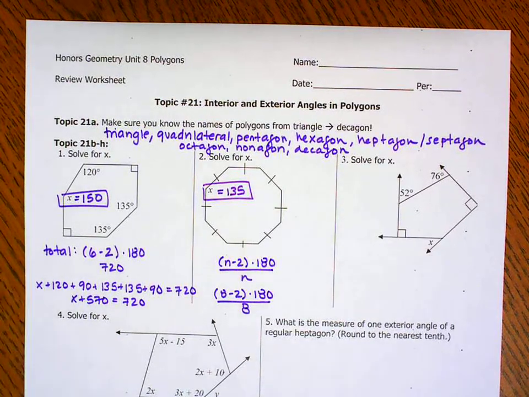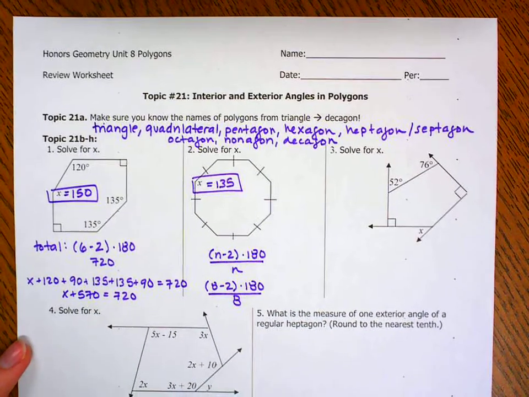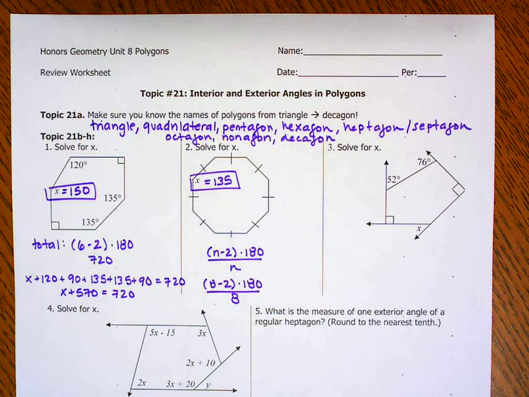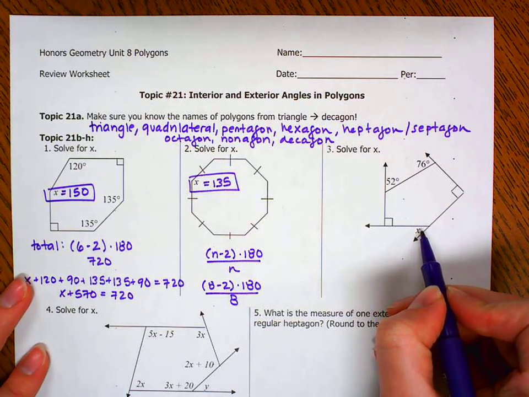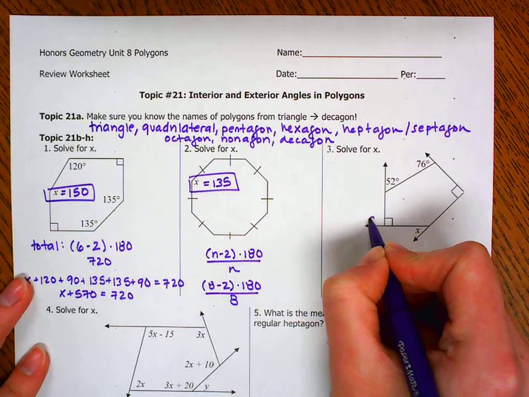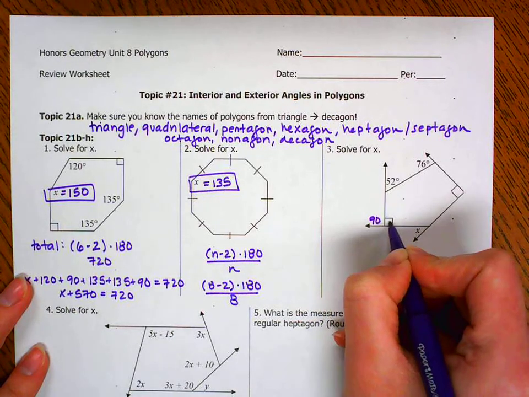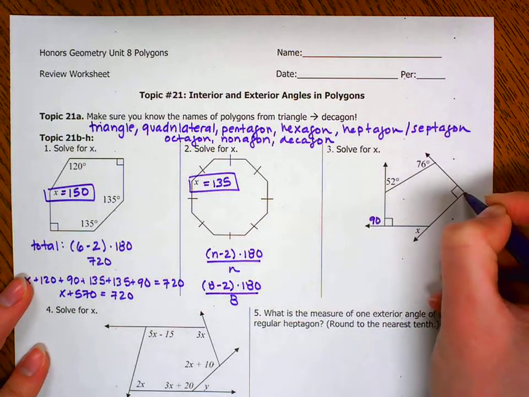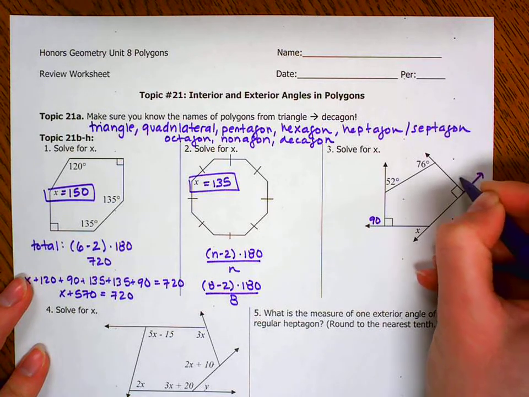On to number 3. Okay, we have 2 ways we could solve number 3. We could either figure out what the sum of the interior angles are, or we can figure out what the sum of the exterior angles are. I'm going to deal with exterior angles because x is an exterior angle. So let's see if we can figure out what all of them are. This exterior angle is x. This exterior angle is going to have to be 90 because these have to add up to 180. 52, 76, and then this exterior angle here also has to be 90.